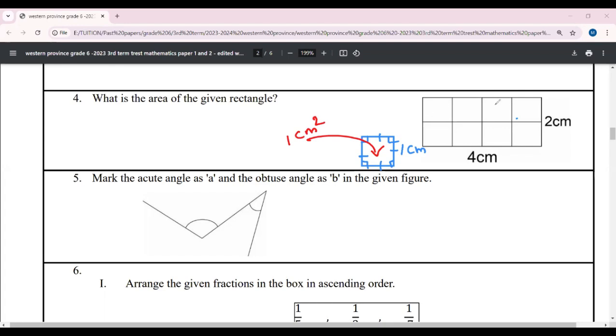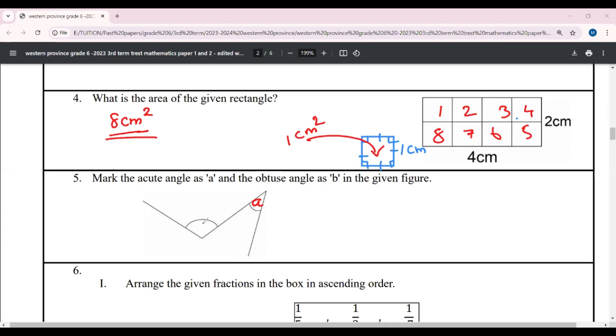So in this case, we have 8 such boxes: 1, 2, 3, 4, 5, 6, 7, 8. So we can say this is 8 square centimeters, right? Actually, this is square centimeters. We have to write like this, right? This is going to be 8 square centimeters. Fine.